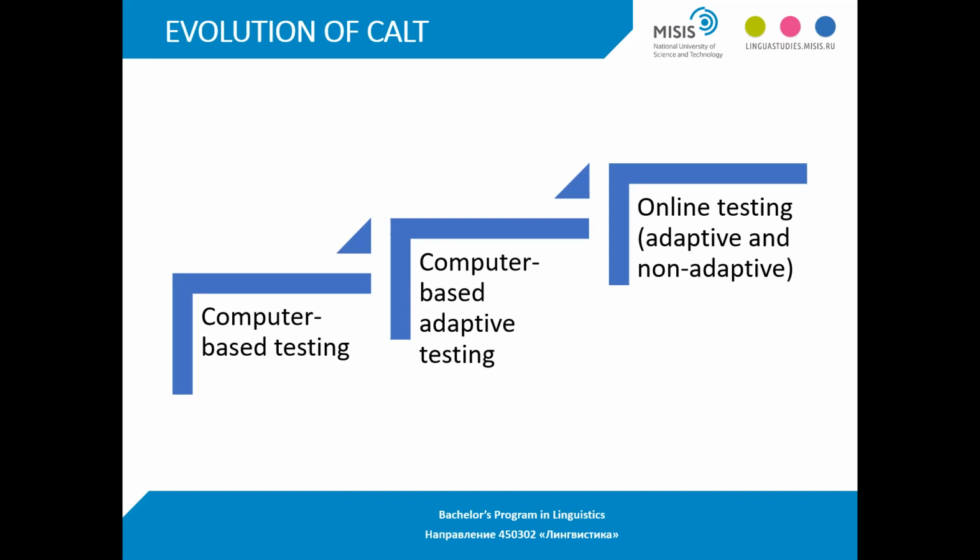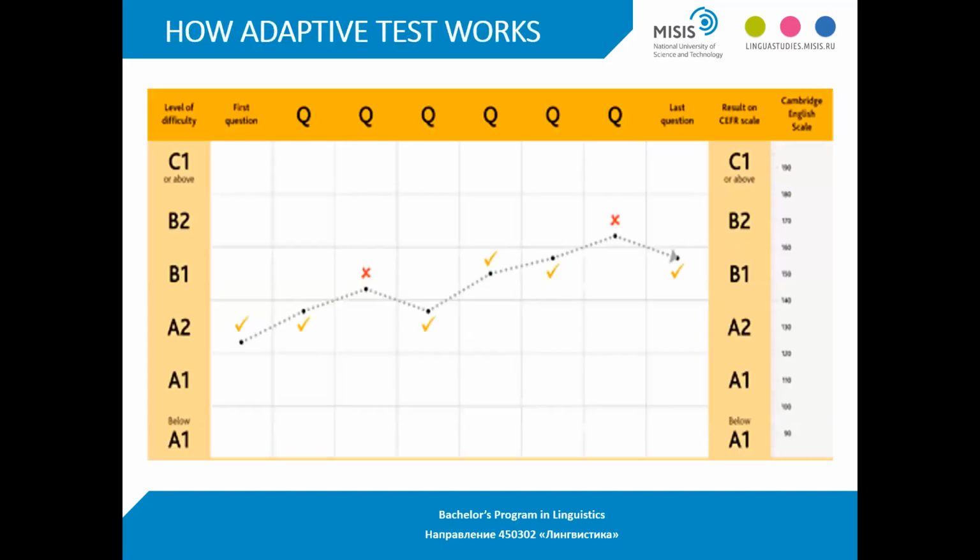But at the end of the day, this doesn't change the nature of the test itself, because it is all the same test that you would have had on paper, only you are doing it using the keyboard and looking at the computer screen. The next step forward was something called computer-based adaptive testing. And we'll go one slide ahead to have a look at what that is.